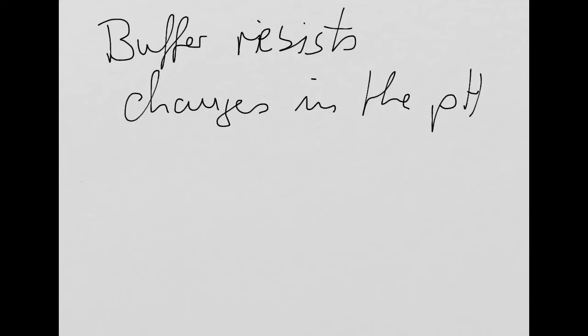So when do we use buffers? We use buffers in a system where we don't want any change of pH, where a change of pH would be a bad thing. Why could it be a bad thing, a change of pH? Why does it denature proteins? What does it mean? Say it loud, please. You are so right.